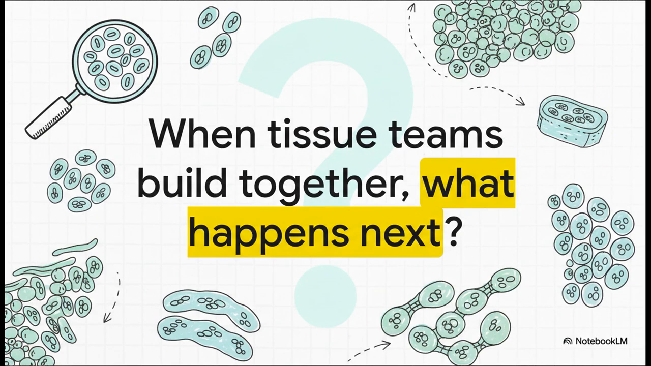So we've established that tissues are the specialized teams that build organisms. But here's a final thought. What happens when these different teams start working together? What do you get when you combine the support team and the transport team and the food storage team into one bigger structure? Well, that's when the real magic begins. That's when you start building organs.